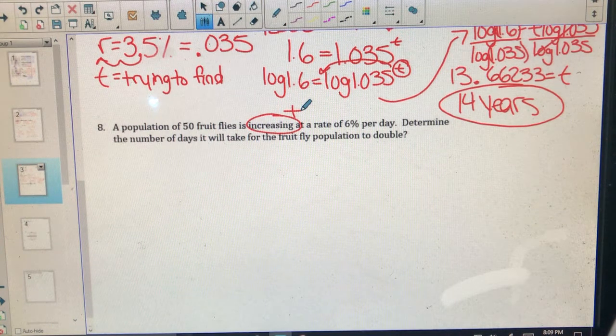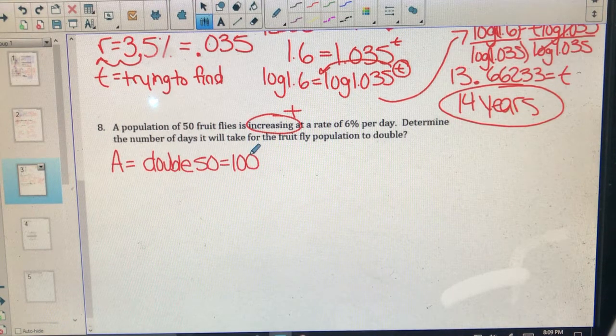Now for this one, it does give me an ending amount. It's just kind of hidden in there. It wants to know how long it's going to take. So again, I'm finding t for it to take that 50 initial fruit flies to double. My ending amount is going to be double 50. Double 50 is just 100.